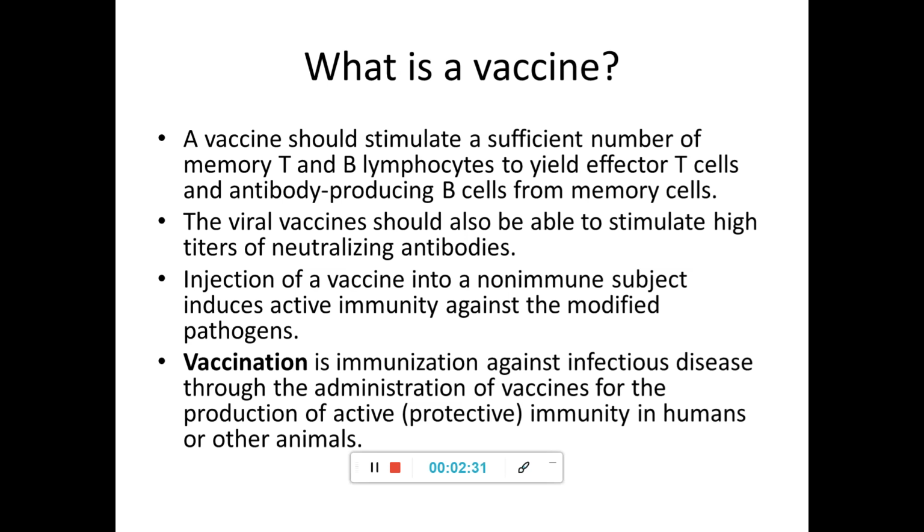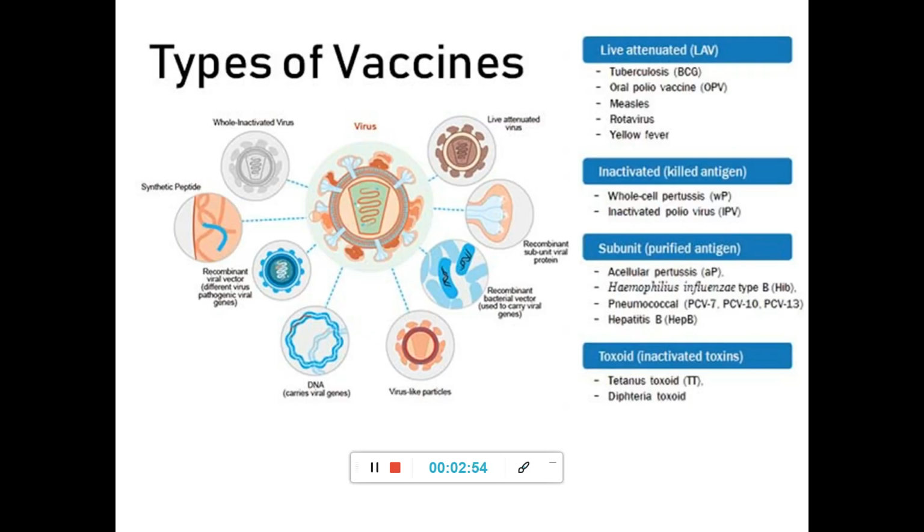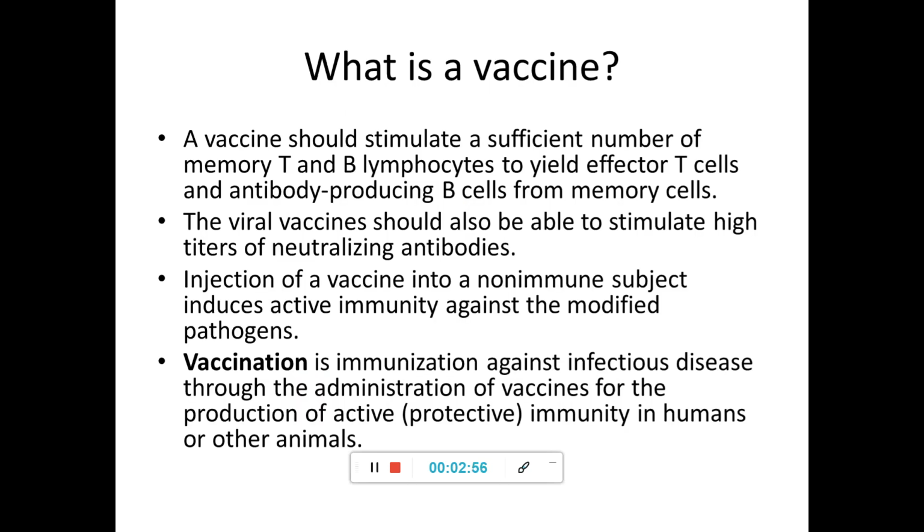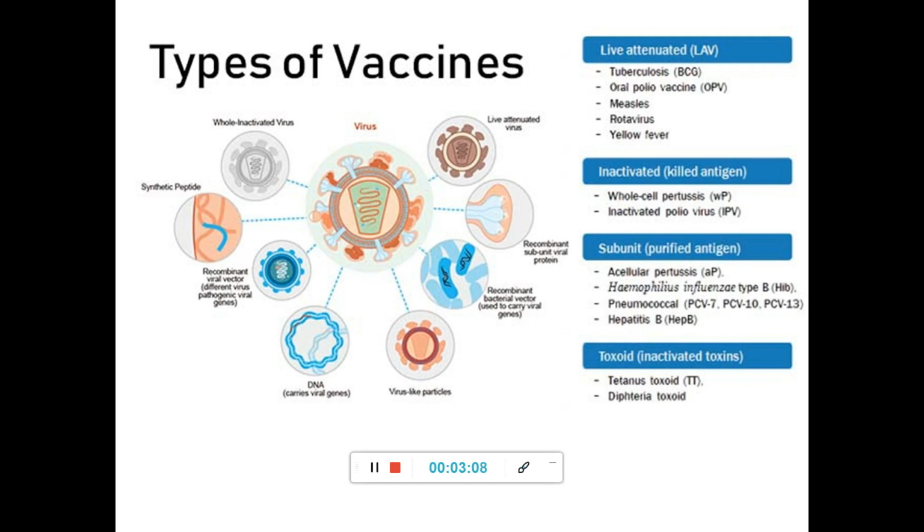then such a combination is referred to as a vaccine. Now, if it is a viral vaccine, we expect to get high titers of neutralizing antibodies when we give a viral vaccine. And usually when the injection of a vaccine has been done into a non-immune subject, what happens? It should provide an active immunity against the modified pathogens. And vaccination thus is an immunization against infectious diseases through the administration of vaccines for the production of active immunity in humans or other animals. Now, what are vaccines? There are different types of vaccines that we have.